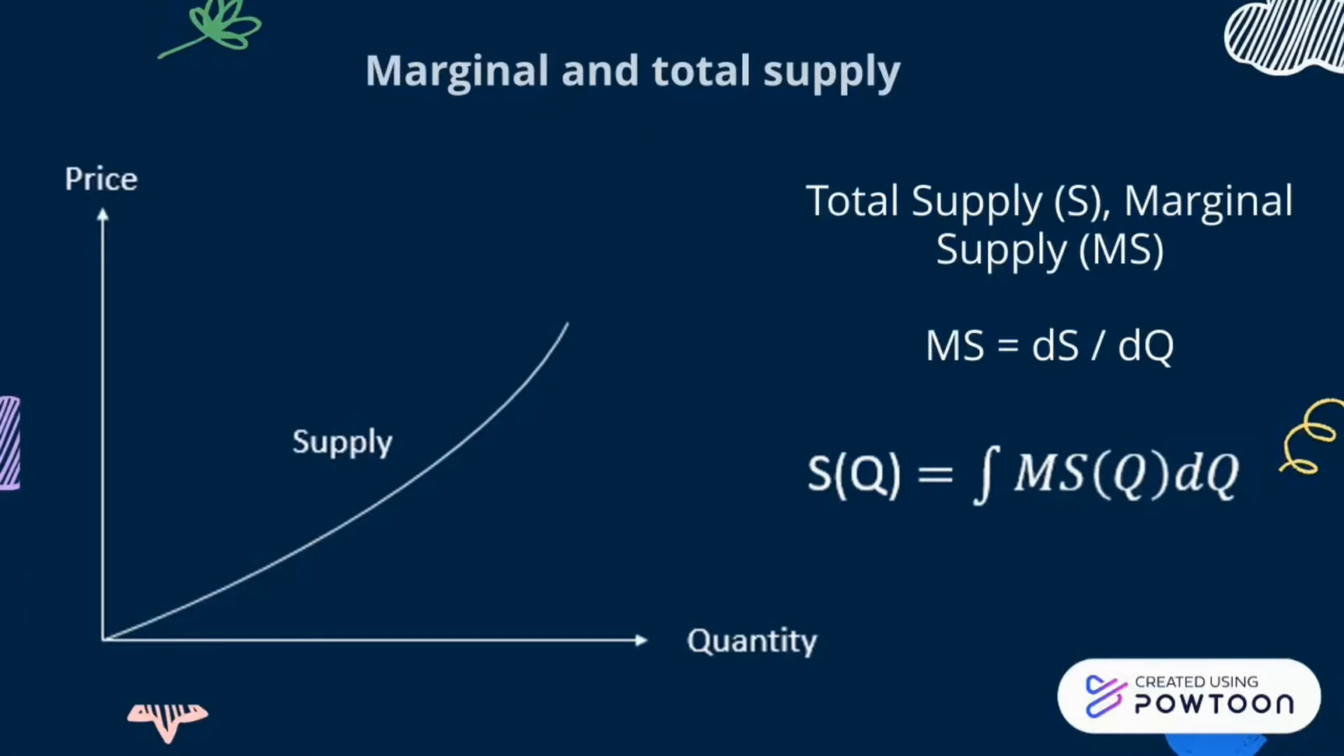It gives the minimum price at which sellers are willing to supply a given amount of the good. The marginal supply can be determined by the derivative of total supply with respect to quantity. The total supply can be obtained by integrating the marginal cost.